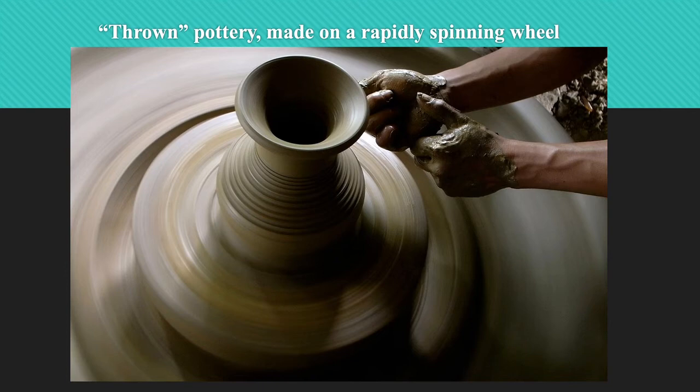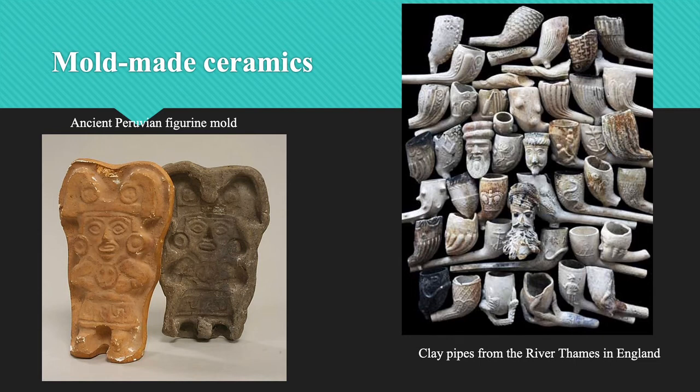though it allows for the mass production of more standardized forms, in some ways it does constrain some of the artistic possibilities. And so much of the decoration that is added to thrown pottery itself is coiled or hand built or mold made, as in the examples shown here. Here you can see an ancient Peruvian figurine mold on the left hand side. And even very recently in England, after the introduction of tobacco, you see these mold-made clay pipes, industrially produced, manufactured on a large scale, and made in these ceramic molds.